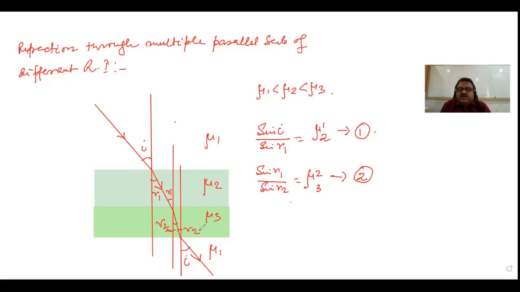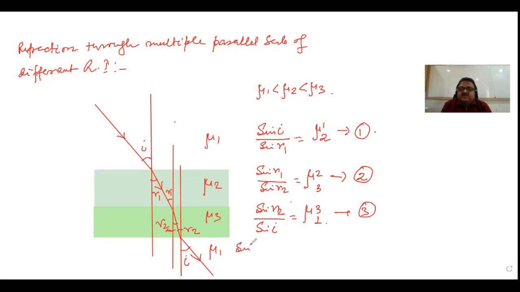Now, doing this calculation for medium 3 to medium 1, we must write it like this: sine of R2 by sine of I, which is equal to, moving from medium 3 to 1, mu 3 1, that is the refractive index of medium 1 with respect to medium 3. Now what I'm going to do is multiply all these three equations side by side.